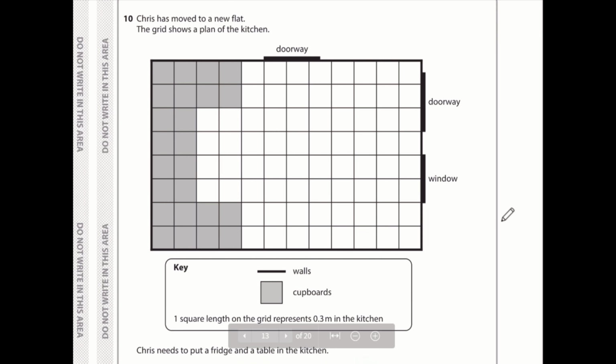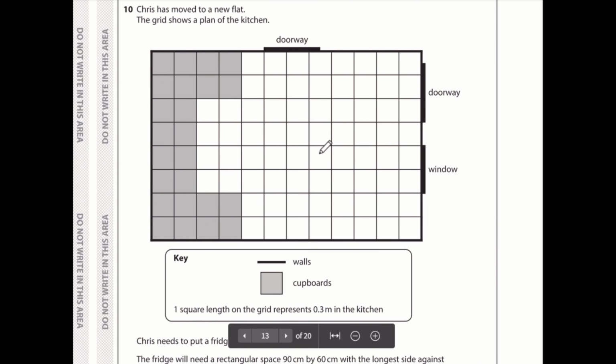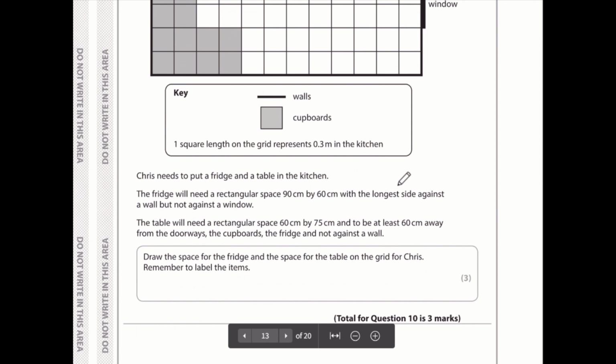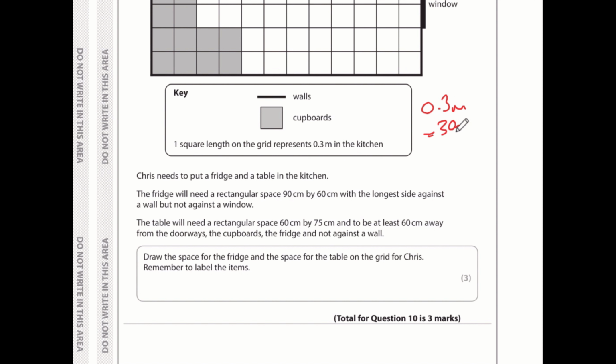Okay, question number 10. We can see the plan of the kitchen here with doorways and windows, and these are all the cupboards, and Chris is putting in a fridge and a table. We know that 1 square represents 0.3 meters. Now 0.3 meters is 30 centimeters. So 30, 60, 90, and so on. It's probably easier thinking of the scale as 1 square is 30 centimeters.